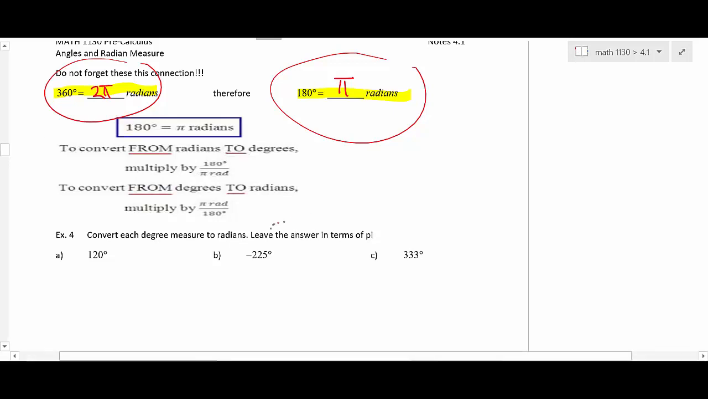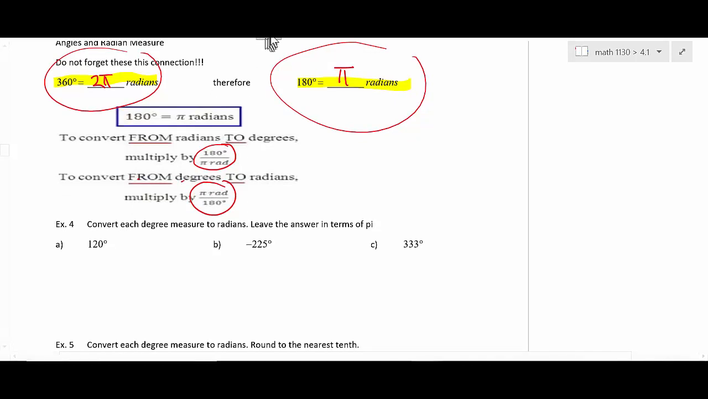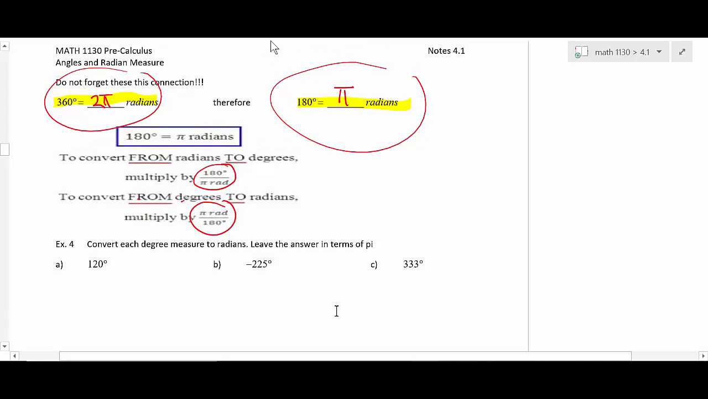And the idea is if you're going to convert from radians to degrees, you multiply by 180 over pi. If you're going to convert from degrees to radians, you multiply by pi over 180. Okay, now let me show you why that's the case. And I would write this down because you want to get an idea where this stuff comes from.